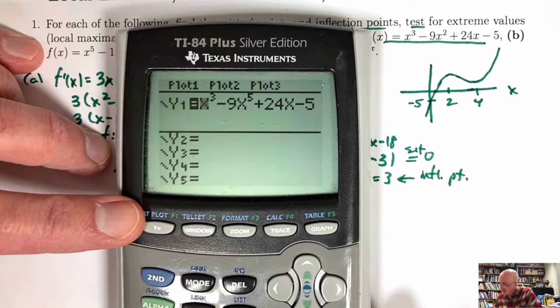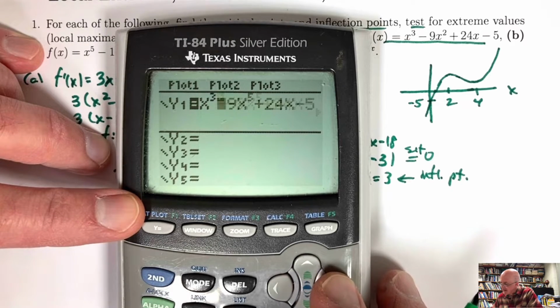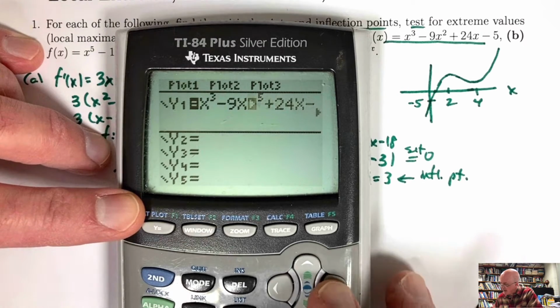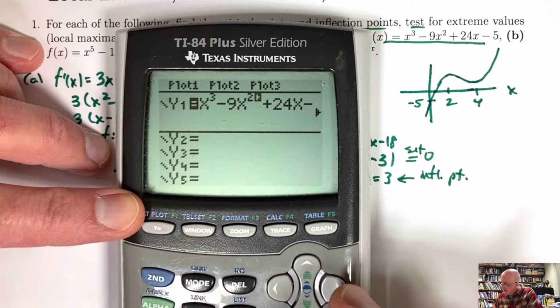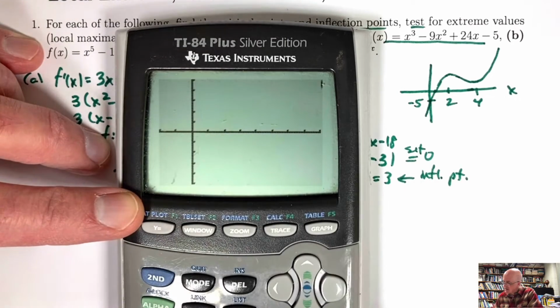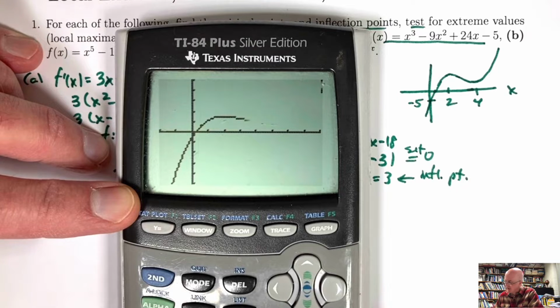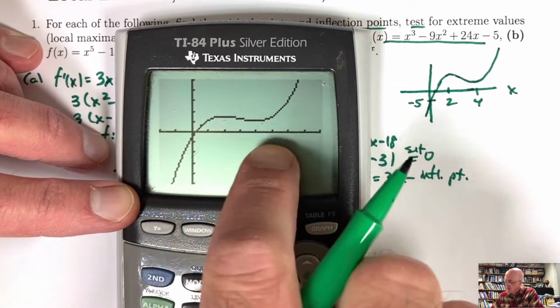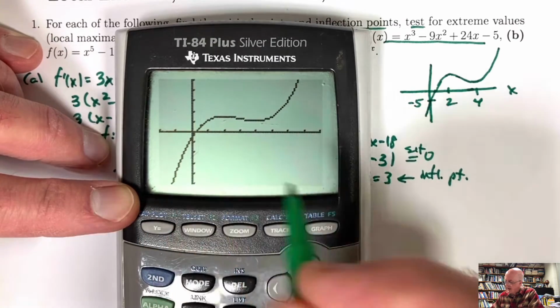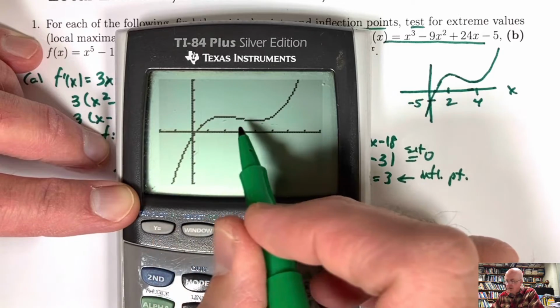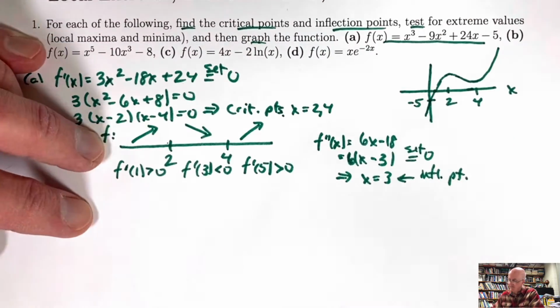x cubed minus 9. Oh, that's supposed to be an x to the second power there, and that's why it looks wrong. Okay, now that should be fixed, and here's what the graph looks like. Yes, just like what I drew there. Pretty good, okay. Local maximum at 2, local minimum at 4, inflection point at 3. The graph changes from concave down to concave up as you pass through 3.